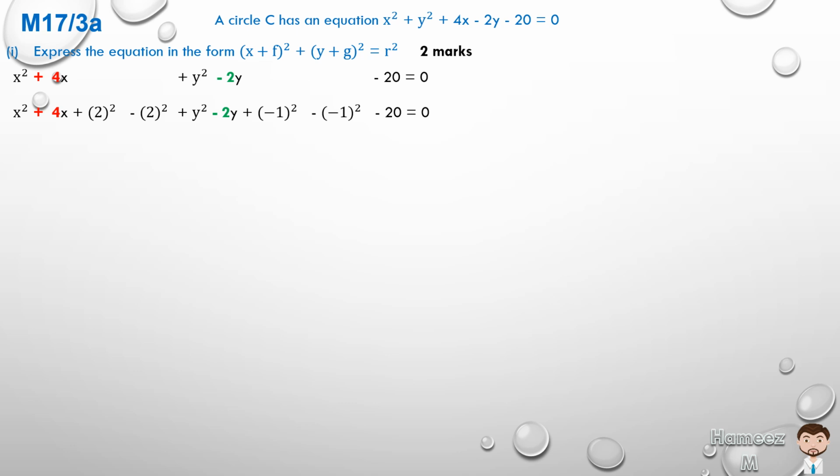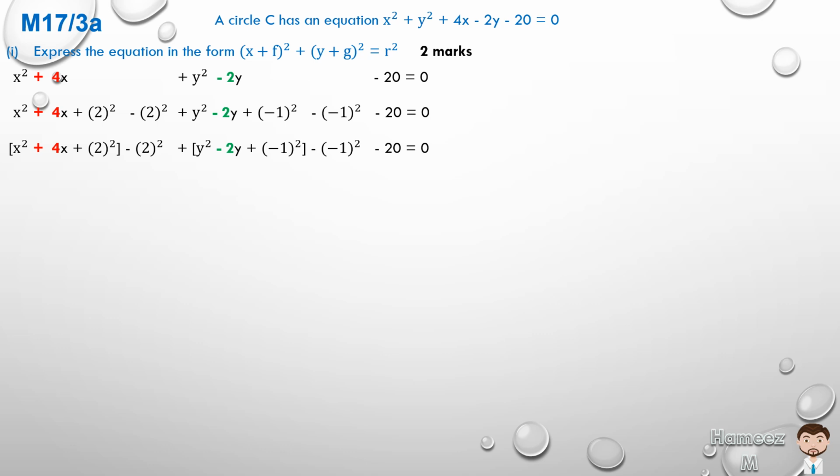Plus y squared minus 2y, and we have the coefficient of the y in green. So we can see that minus 2 is what we're going to manipulate. So we're going to add minus 1 squared, half of the green term, minus 1 squared. Minus 20 is equal to 0. And let's keep the first 3 terms together, x squared plus 4x plus 2 squared, minus 2 squared, so we put some brackets there. Similarly for the y terms, plus y squared minus 2y plus minus 1 squared minus 1 squared minus 20.